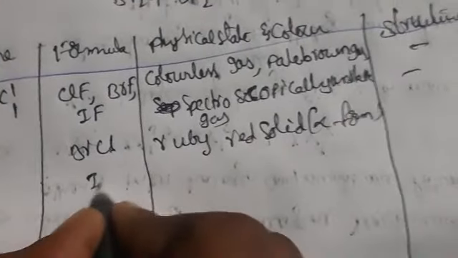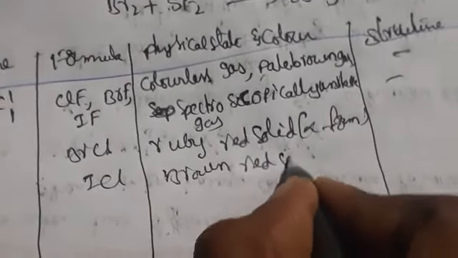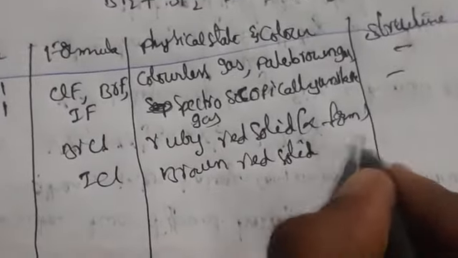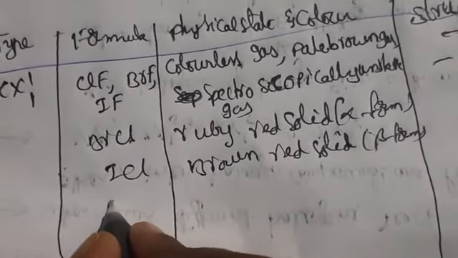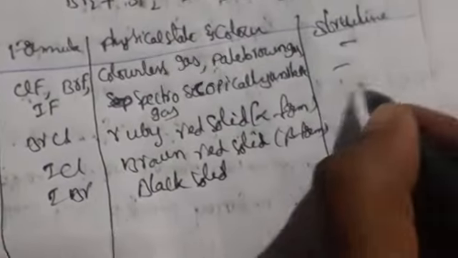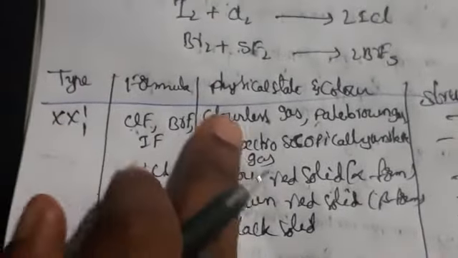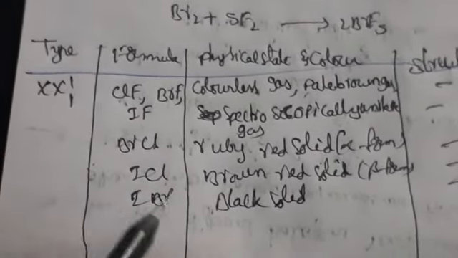If you take ICl, it is a brown red solid, which is in beta form. And coming to IBr, it is a black colored solid. So this is what we have for XX'1. What are the examples we have taken? ClF, BrF, IF, BrCl, ICl, IBr. Some will have colors, some will not have colors.